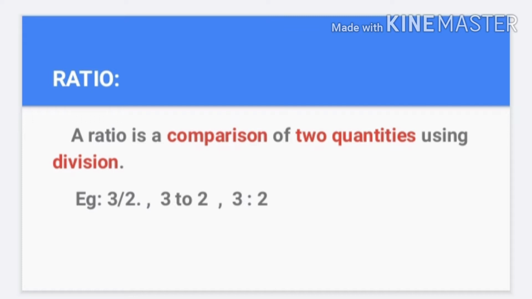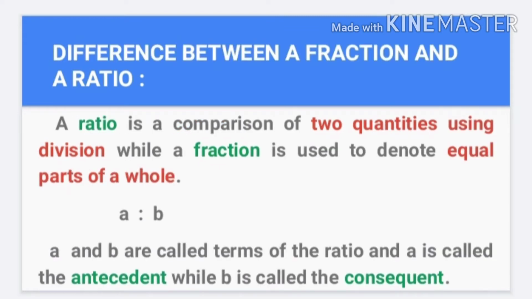A ratio can be written in three ways. A ratio is used to compare any two quantities. Examples: boys and girls, flowers, colors, etc. Now, the difference between a fraction and a ratio.